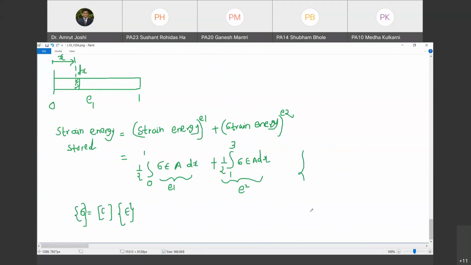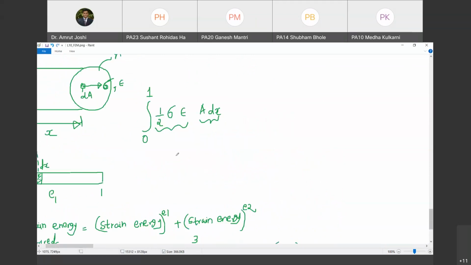Now, by the way, what are the components of stress tensor? Typically, the stress tensor is going to have these components: sigma xx, sigma yy, sigma zz, tau xy, tau yz, and tau xz. Now, tell me, in this case, how many components are prevalent? Sigma xx. Is sigma xx present in this case?